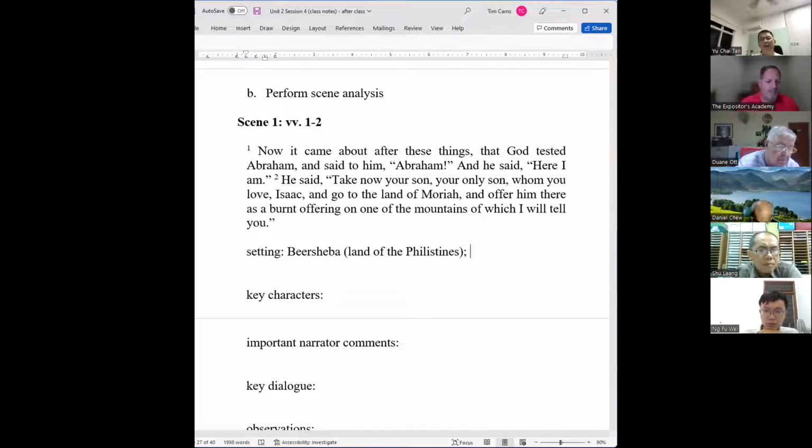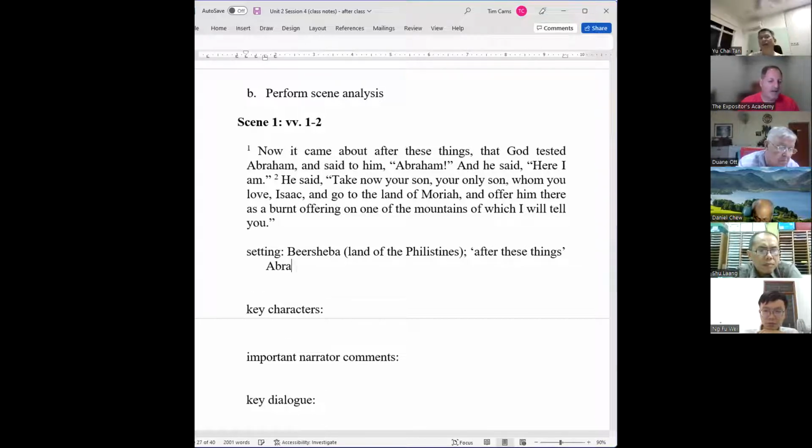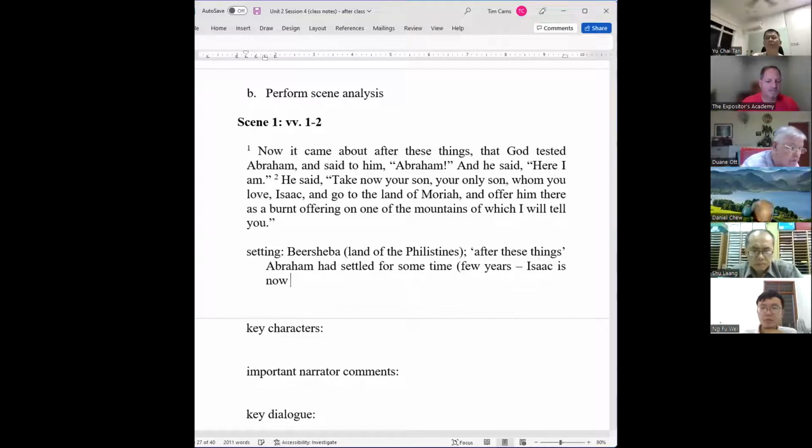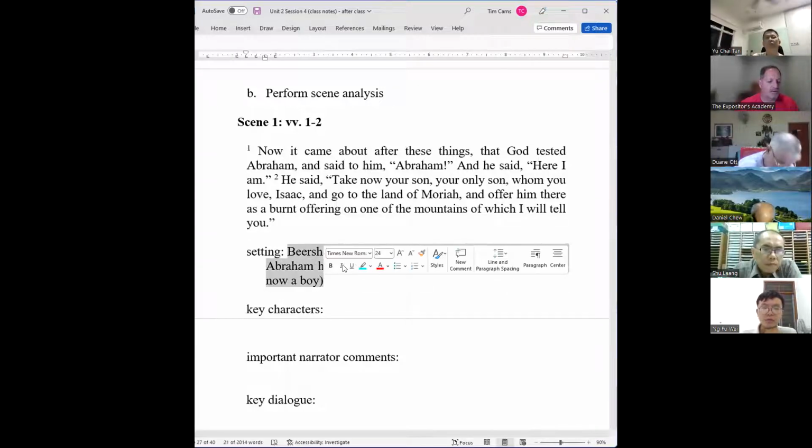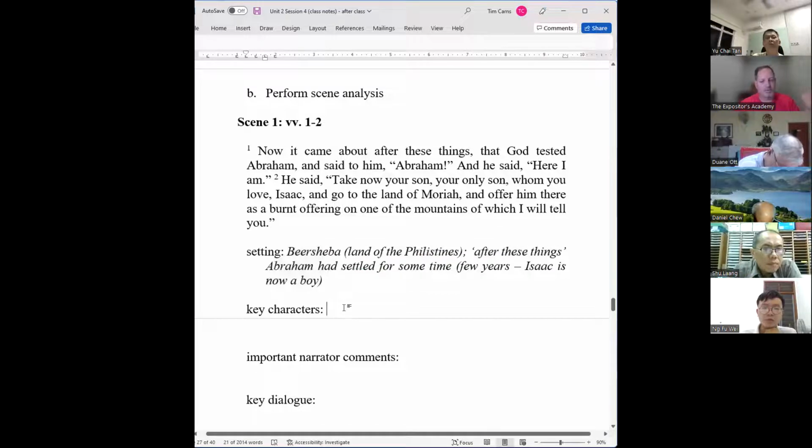After quite some time, after Abraham had settled there for quite some time. We don't know how long. Probably a few years, because Isaac is a lad. And he was born in chapter 21, so they've been here a few years. That's just what you want to know in the setting. We already determined that when we were looking for the scenes, but I like to put it here as well.